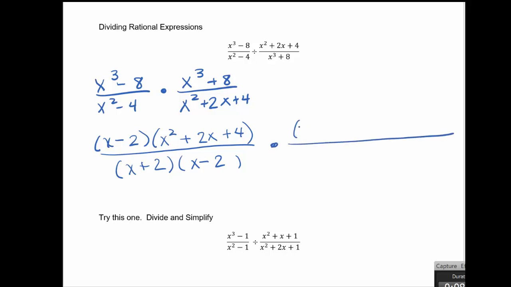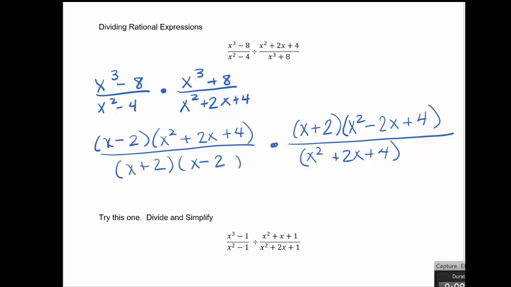X cubed plus 8, you're doing the sum of 2 cubes. And so again, your SOFA's acronym, the cube root of each term. Then you're going to square the front, opposite sign, front times back, always add, square the back. Factors of 4 that add up to 2. I don't know of any. If you come up with some, email me, because I just don't know of any factors that you multiply together to get 4 and add up to get 2.